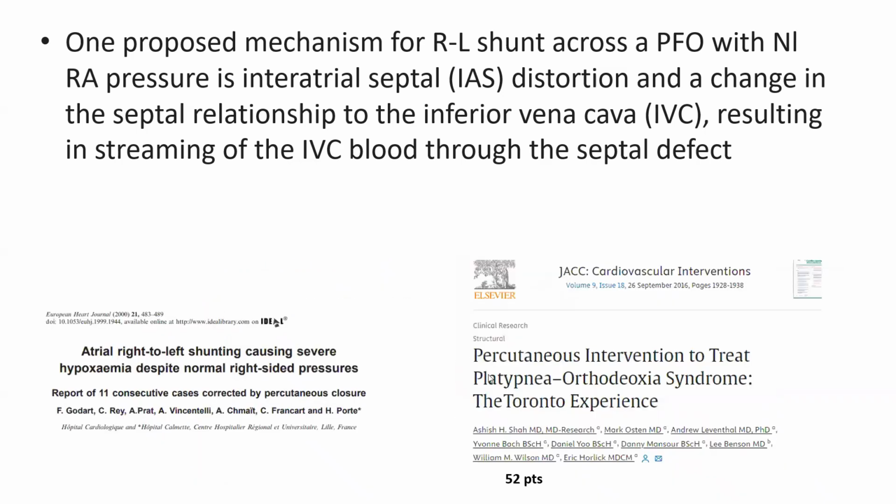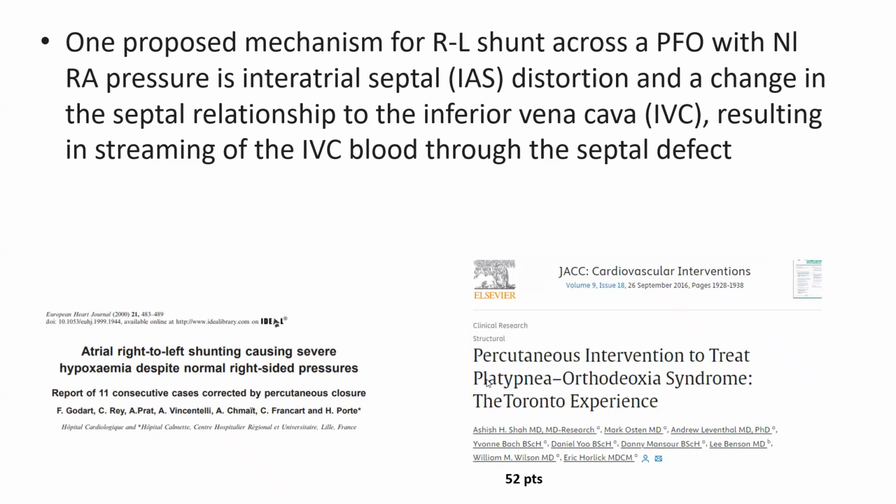And those are two papers of case series of such patients who have no other explanation for hypoxemia and normal hemodynamics. They closed the PFO and hypoxemia improved. This is a patient series from Toronto, 52 patients, all of whom received a PFO closure, and all of them improved their arterial O2 oxygenation from 81 to 96%. But in both cases, they confirmed that the shunt is due to the PFO.